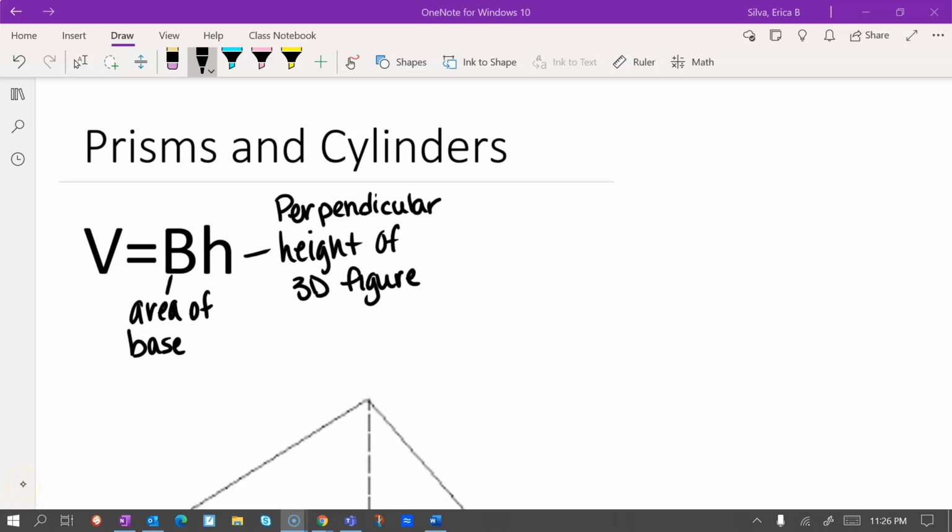For this lesson, we're going to be calculating the volume of prisms and cylinders, and the formula that we'll be using is V is equal to capital B H, where capital B represents the area of the base, and the H represents the height of the 3D figure.